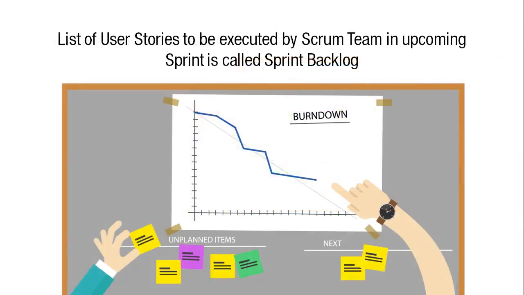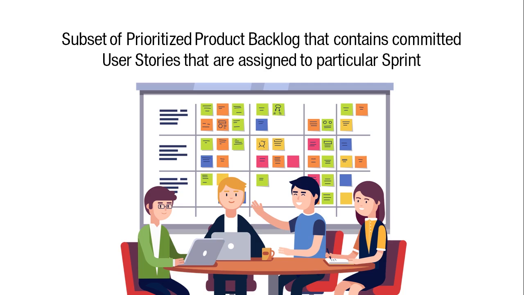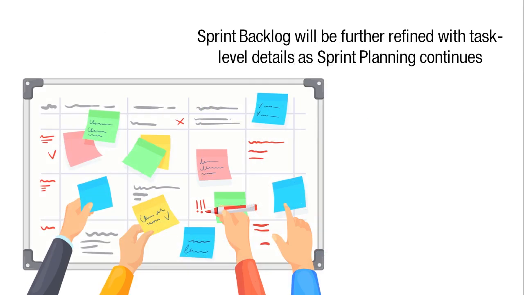The list of the user stories to be executed by the Scrum team in the upcoming sprint is called the Sprint Backlog. This is a subset of the prioritized product backlog that contains the committed user stories that are assigned to a particular sprint. The sprint backlog will be further refined with task-level details as sprint planning continues.